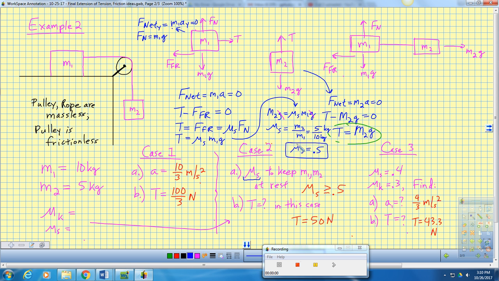The second part is, what does the tension have to be in this case? Well, I actually solved that part first. That tension has to equal m2 times g. m2 is 5 kilograms, g is 10 meters per second squared, so the tension has to be 50 newtons. So that's where we got that answer. That is example 2, case 2. Hope that helps.